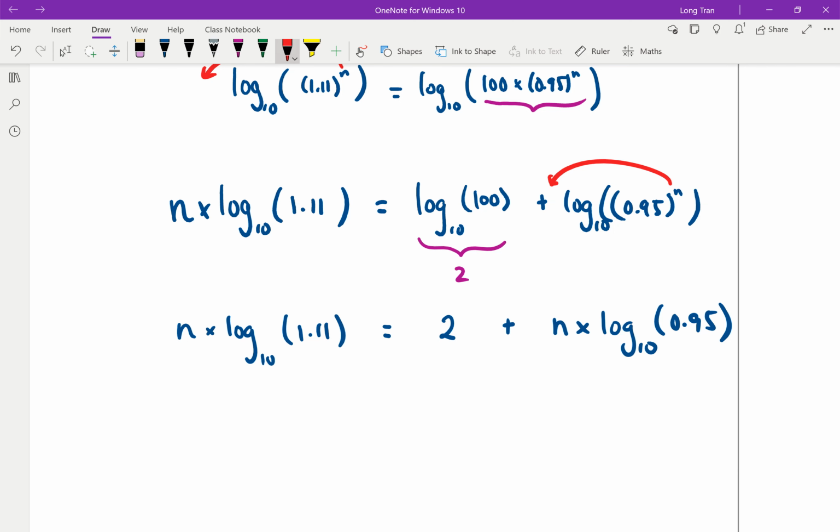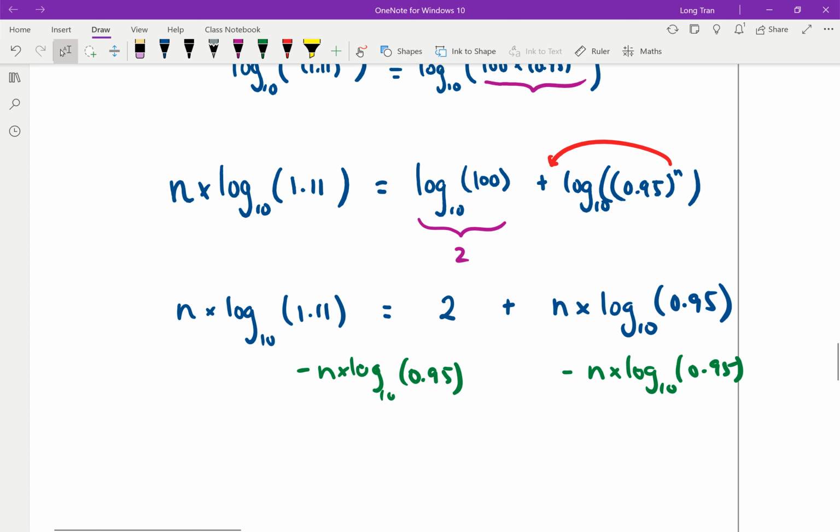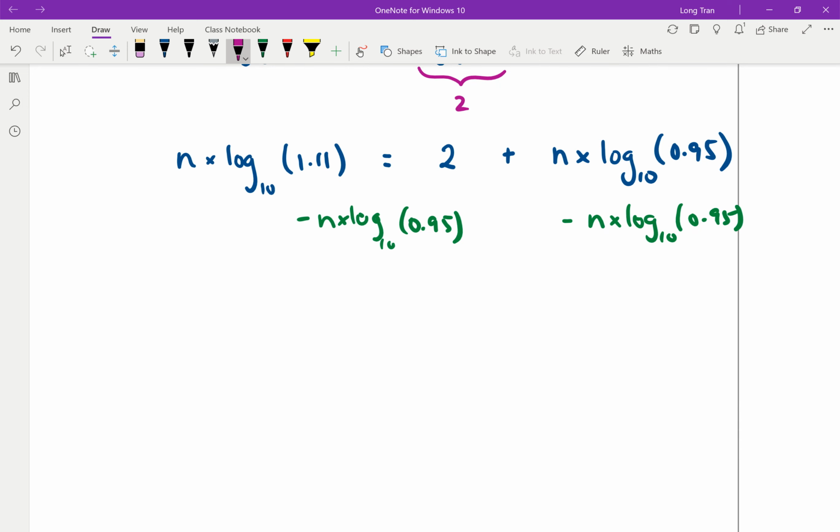Minus both sides. Minus n times, this is very algebra heavy for those who are really struggling with inverse operations and solving. I know that this is going to be very confusing to you right now. Okay, so hence why you could probably use a calculator at this point. But if you're okay, this is pretty good. That means you know how to work with your algebra. So n times log base 10 of 1.11 minus n times log base 10 of 0.95 is equal to 2.